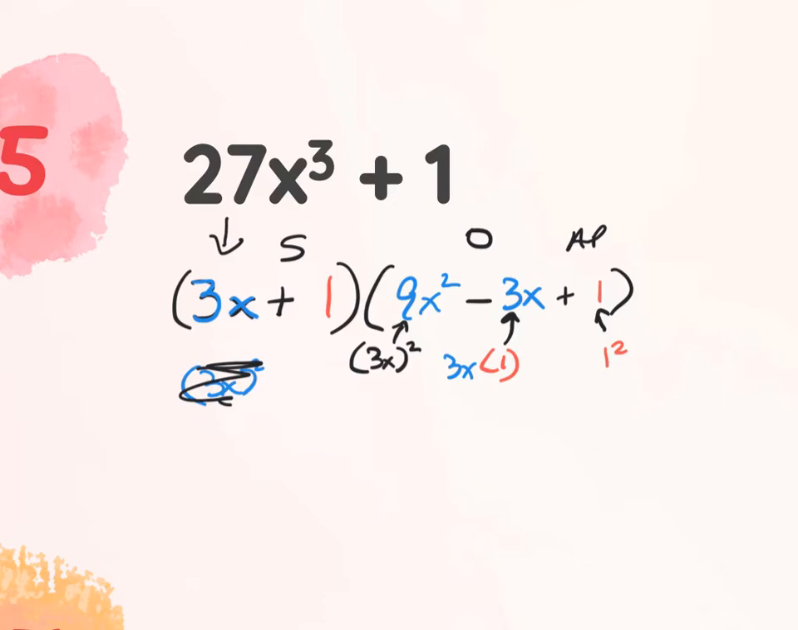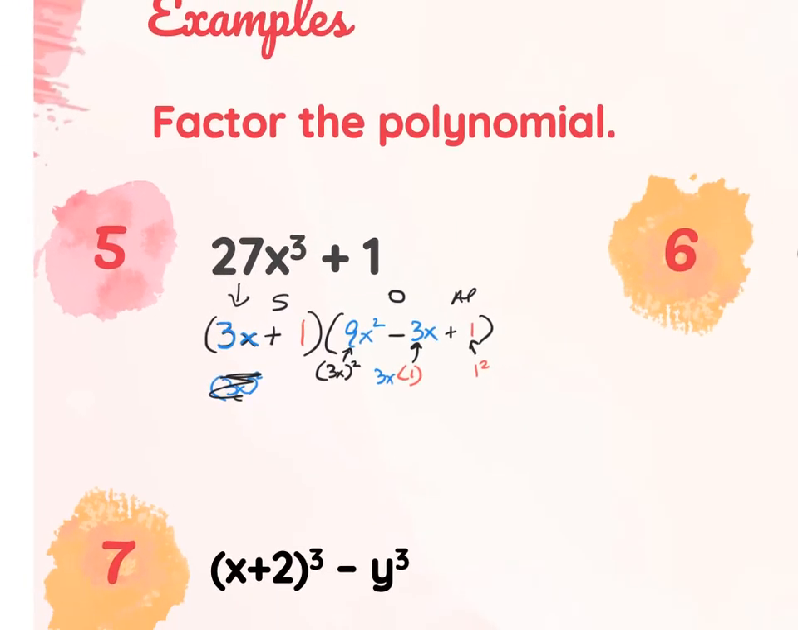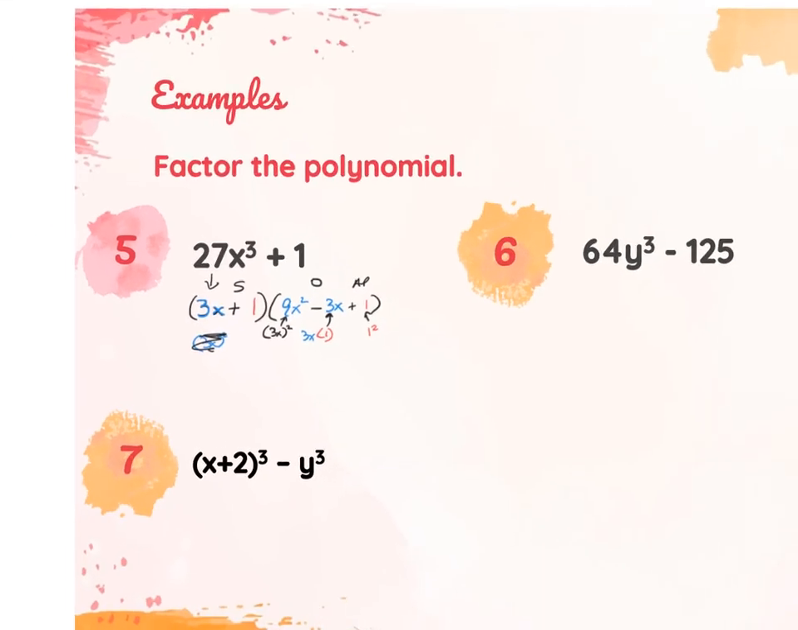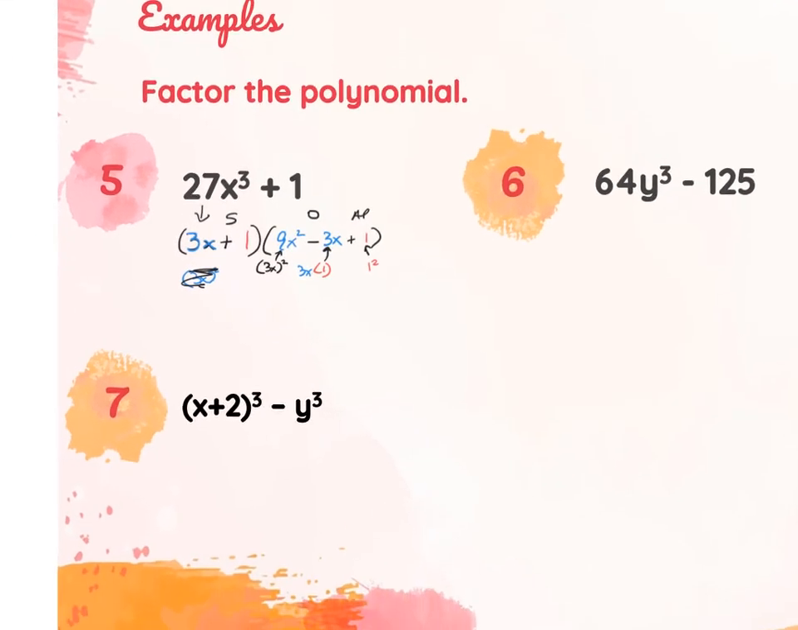Let's try another one. Number 6. First look, see if there's a GCF. There isn't, so I'm going to go right into my factoring. Cube root of 64 is 4. Cube root of y to the third is y. Cube root of 125, you get 5. Same sign.